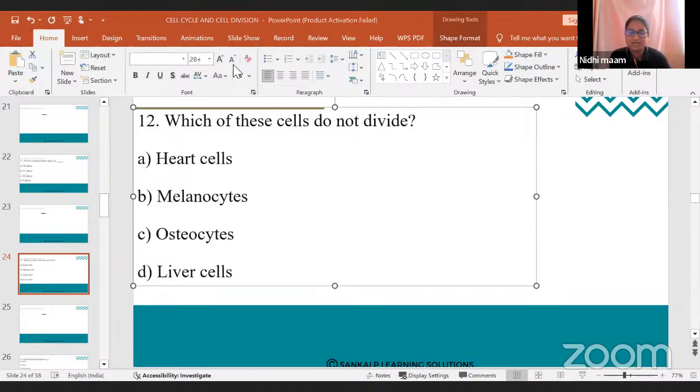Shashank, Shweta, Syed Muhammad, Pavitra, Sanjana, Bhuvan, Ammu, Madan Nayak. So most of them are voting for option A. Yes, YouTube students. Rakshit answered it quickly on YouTube. Which of these cells do not divide? Heart cells, melanocytes, osteocytes, as well as liver cells. Okay, Bhima Bai Ambedkar answered this on YouTube.